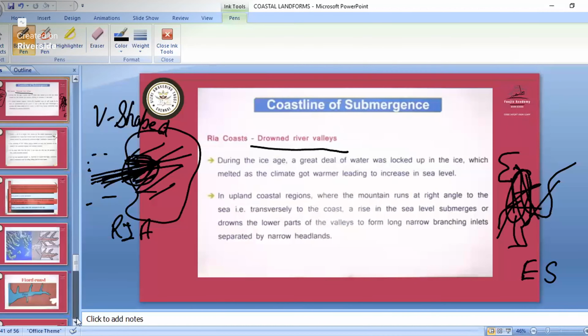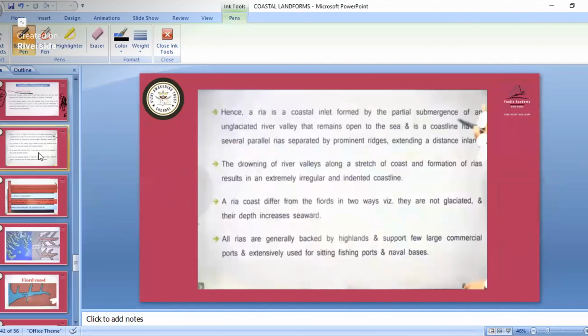Then now we will study about the other types of coasts. See, in the ria coast, what do we have? A ria is a coastal inlet formed by a partial submergence of an unglaciated river valley that remains open to the sea. It has several parallel areas separated by prominent ridges and extending far inland. So that is the ria coast.